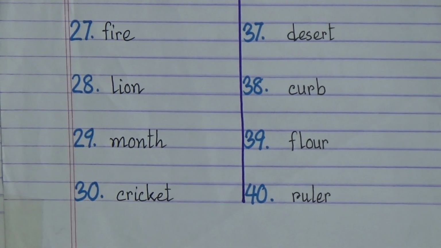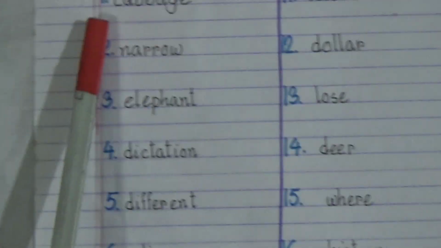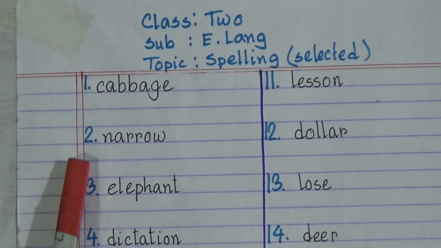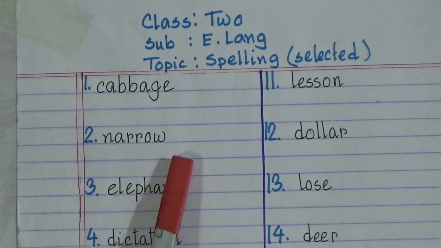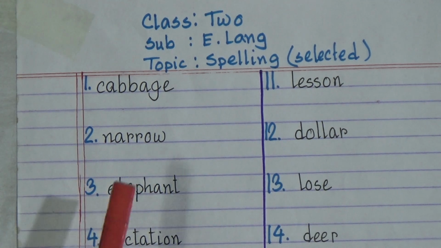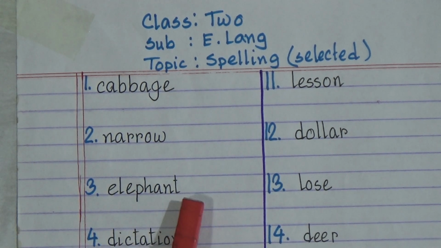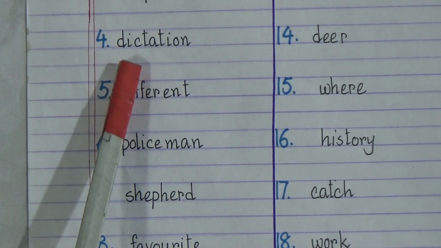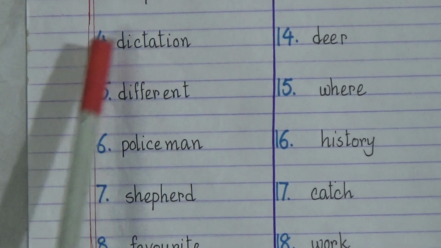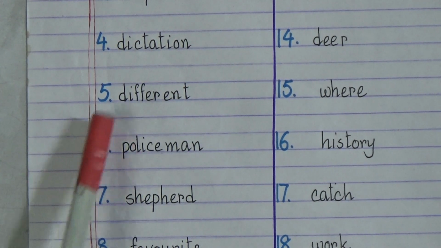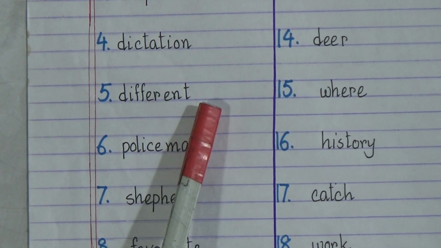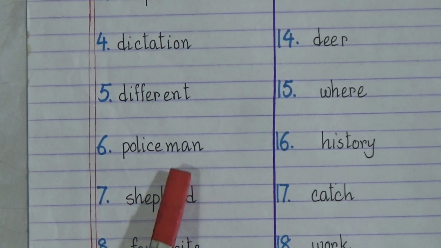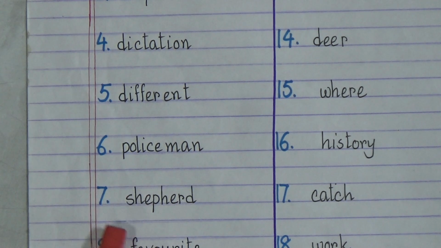Now see how we will spell the words. Cabbage, C-A-B-B-A-G-E, cabbage. Narrow, N-A-R-R-O-W, narrow. Elephant, E-L-E-P-H-A-N-T, elephant. Dictation, D-I-C, dic, T-A-T-I-O-N, dictation. Different, D-I-F-F-E-R-E-N-T, different. Policeman, P-O-L-I-C-E-M-A-N, policeman.